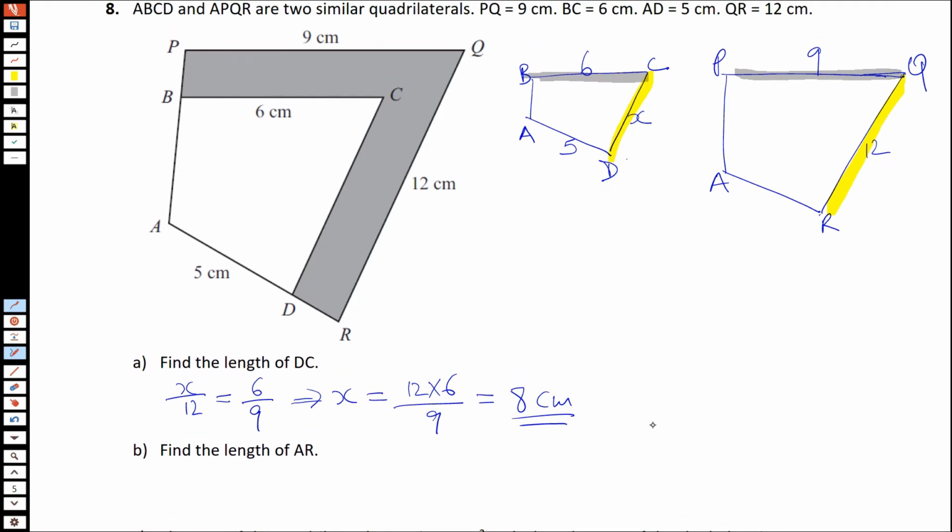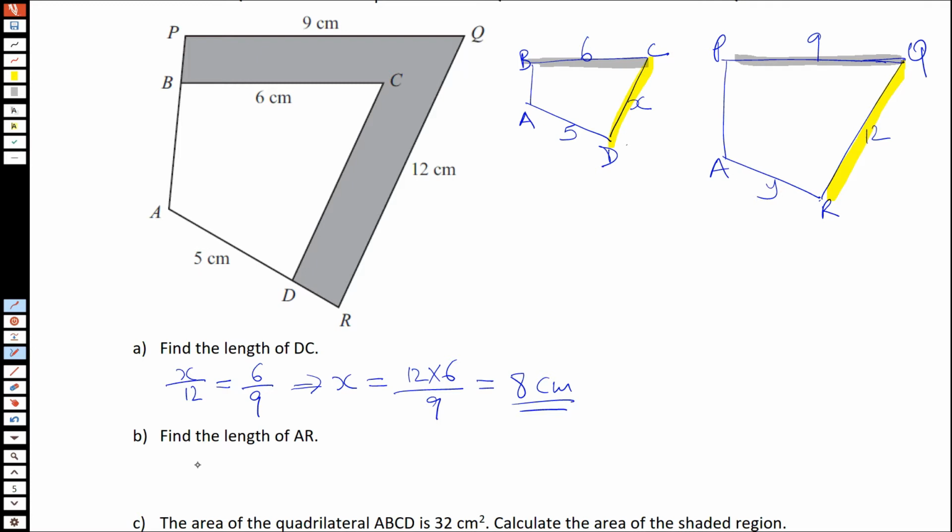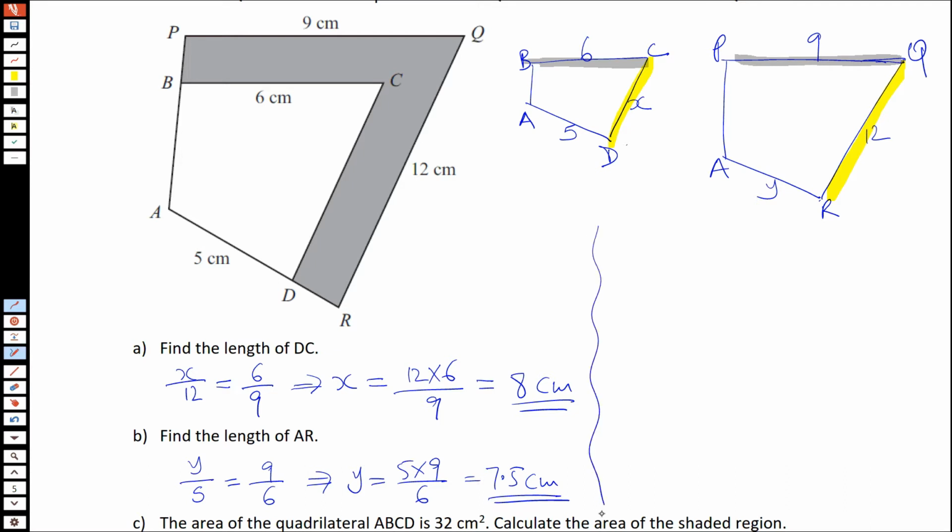And then to find AR, we can let that be Y. So Y over 5 should be equal to, again, 9 over 6, because those are the corresponding sides, which implies that Y will be equal to 5 multiplied by 9 divided by 6, which is 7.5 centimeters. And then part C, I think I'll work out part C here so that we can see the shapes as we work through it.